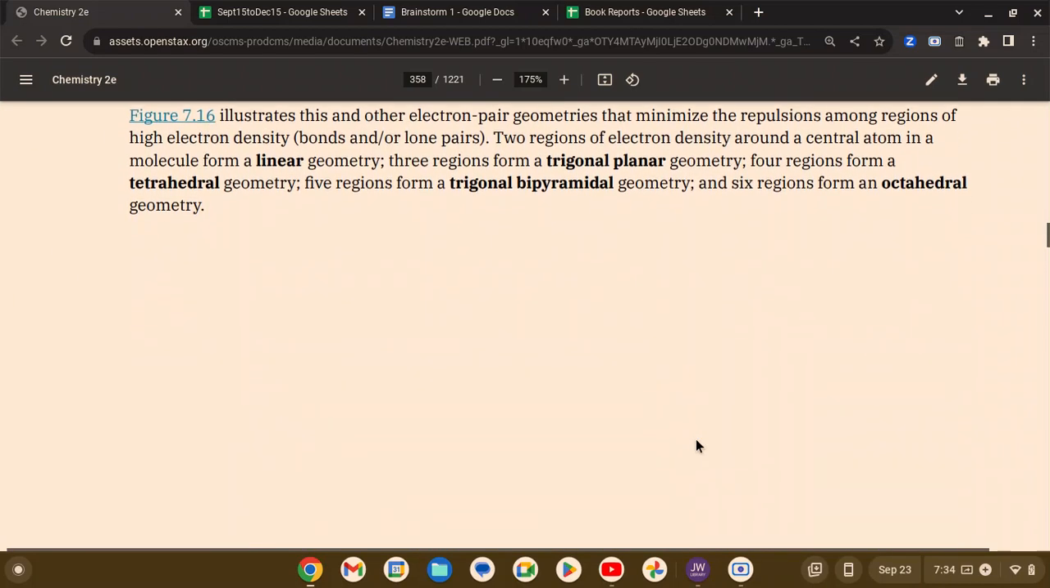Figure 7.16 illustrates this and other electron pair geometries that minimize the repulsions among regions of high electron density. Two regions of electron density around a central atom in a molecule form a linear geometry. 3 form a trigonal planar geometry. 4 form a tetrahedral geometry. 5 form a trigonal bipyramidal geometry. And 6 form an octahedral geometry.